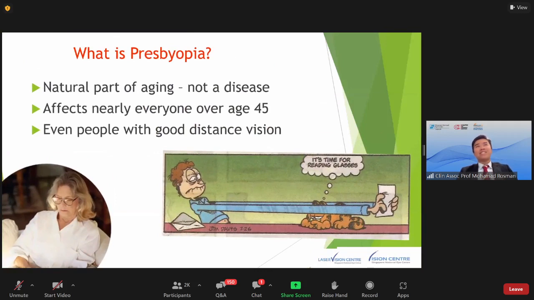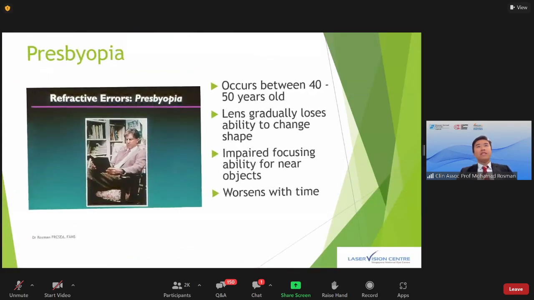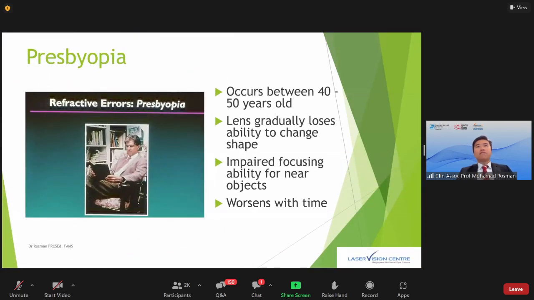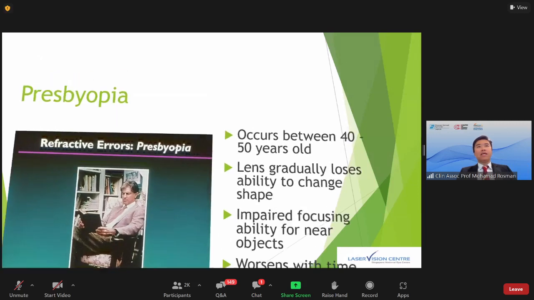So presbyopia is not a disease, it's a natural part of aging. It affects everybody above the age of 45, some younger, some older, even if you have good vision when you're young. If you're like John, when you start to put your reading material further and further away, basically it means that you have presbyopia. So it is because of the inability of the lens to change its shape. Okay, so it impairs the focusing for near, and it worsens with time.